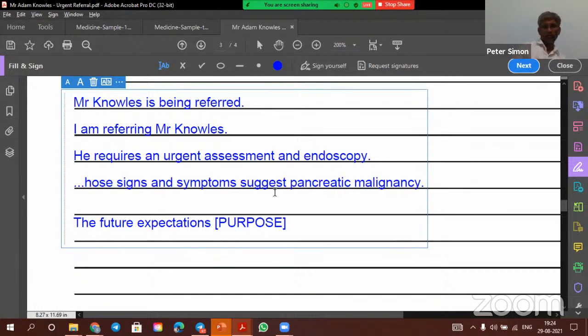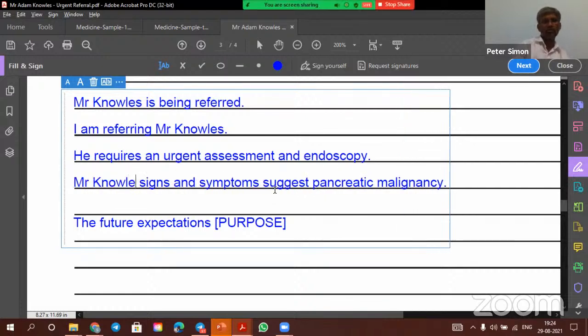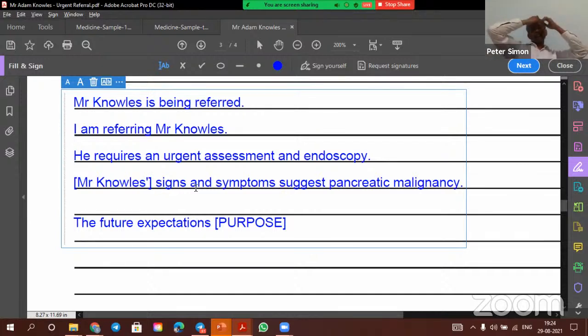Or you can say Mr. Knowles, in brackets. Okay, apostrophe, Mr. Knowles apostrophe. Mr. Knowles' signs and symptoms suggest, are suggestive of. Whose signs? Mr. Knowles' signs and symptoms suggest pancreatic malignancy. Afterward, change however you want.